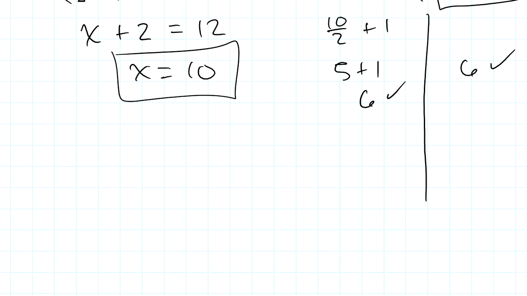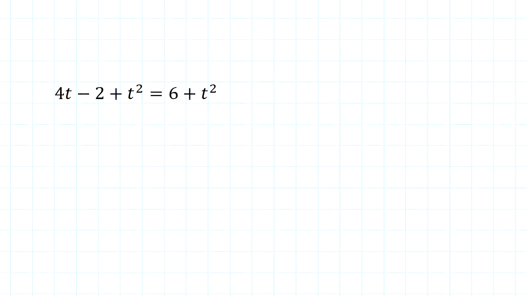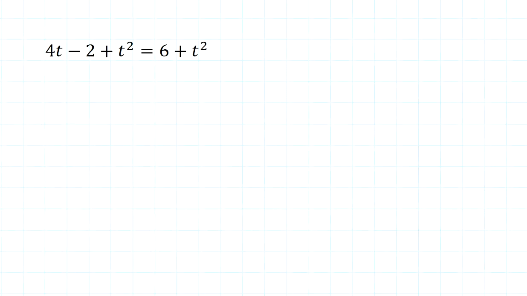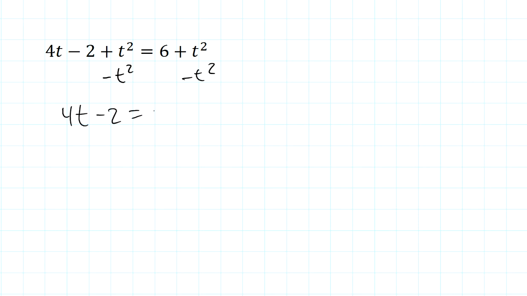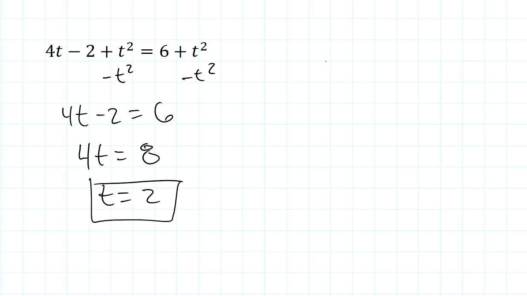And then for our final equation, if I look at this, both sides have a t squared, so I'm going to take away t squared from each side. When I do that, I'm left with 4t minus 2, and that equals 6. If I add 2 to both sides, I get that 4 times t is 8. And if I divide both sides by 4, we get that t is 2. So that, I believe, is what t is.